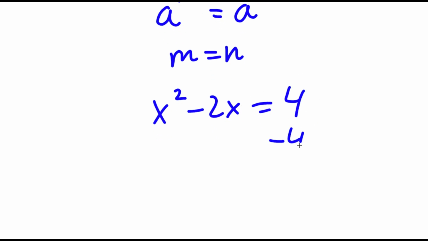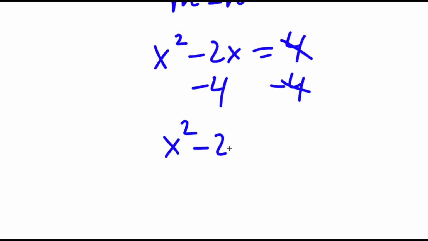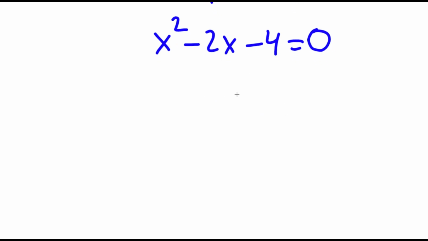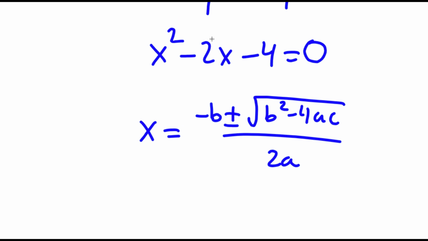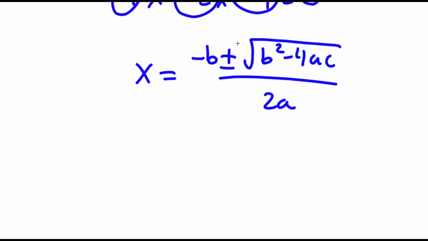And to solve this, I'm going to subtract 4 on both sides. So these two cancel out. Now I have x squared minus 2x minus 4 is equal to 0. Now to solve this, I'm going to use the quadratic formula, which is negative b plus or minus the square root of b squared minus 4ac all over 2a. So in this case, b is negative 2, a is 1, and c is negative 4.